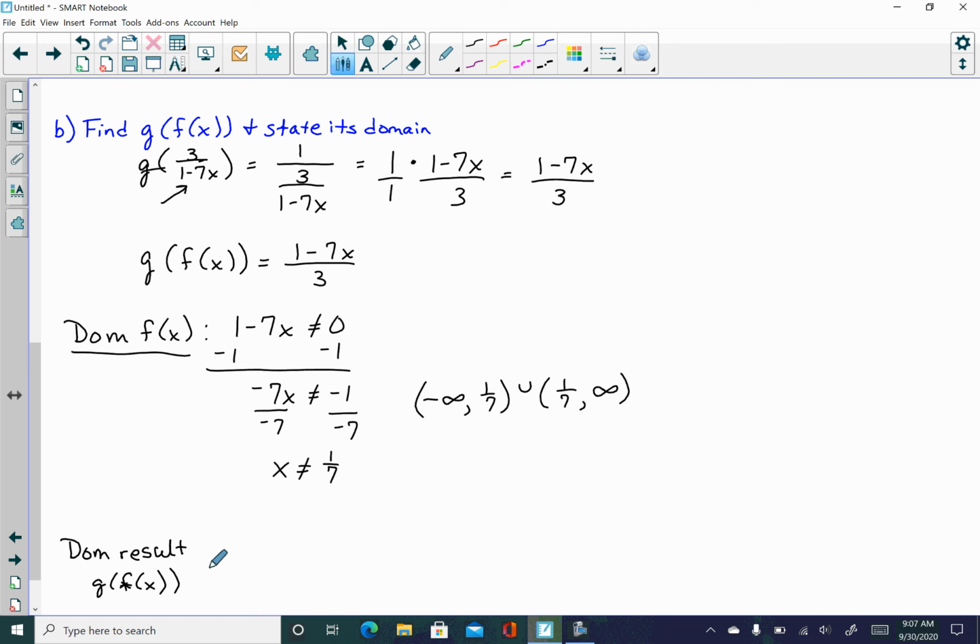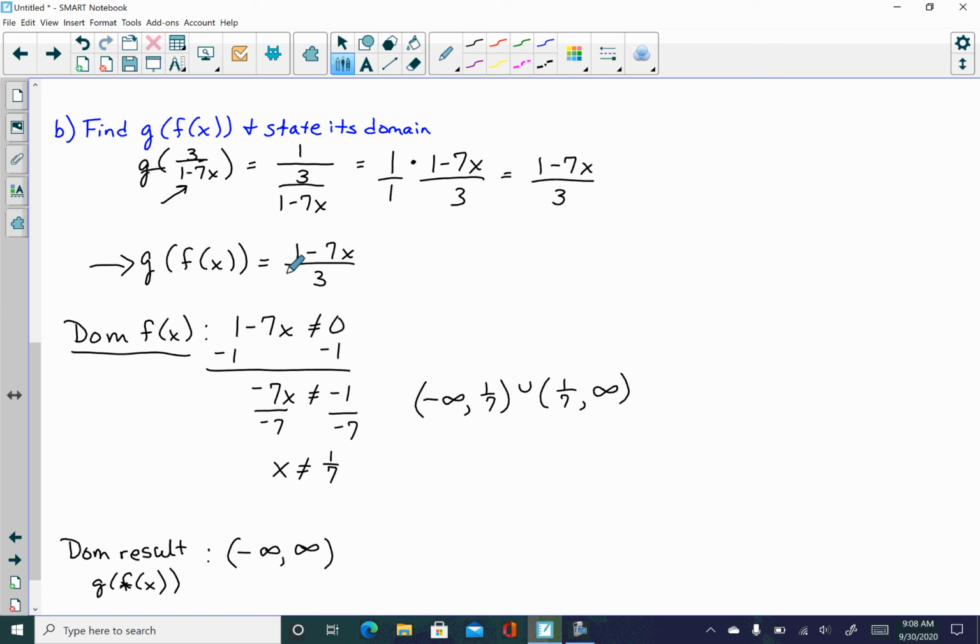Now when you look at your g of f of x here, notice what happens. You do have a fraction here, but the denominator doesn't have a letter in it. So this doesn't have a restriction. It's only if you have a letter in your denominator. So the domain of my result here is negative infinity to positive infinity.